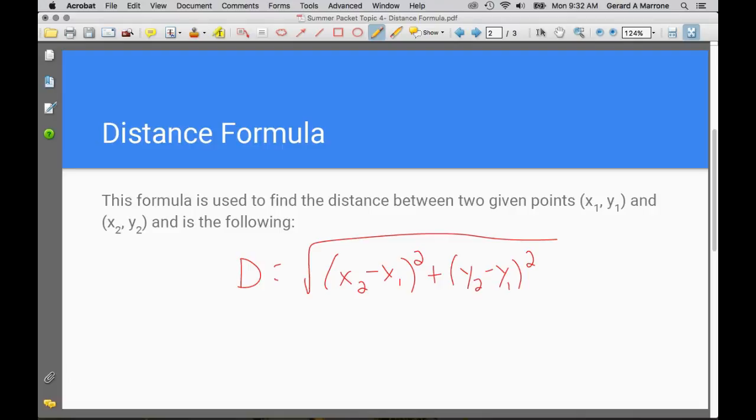Now, if you'd like to use a different order, if you want to use x1 minus x2 and y1 minus y2, perfectly fine, as long as you use the same order in both the x values and the y values, so that those points stay together. Remember that x1, y1 is 1 point, so it can't be broken apart, and x2, y2 is 1 point, and it can't be broken apart either.